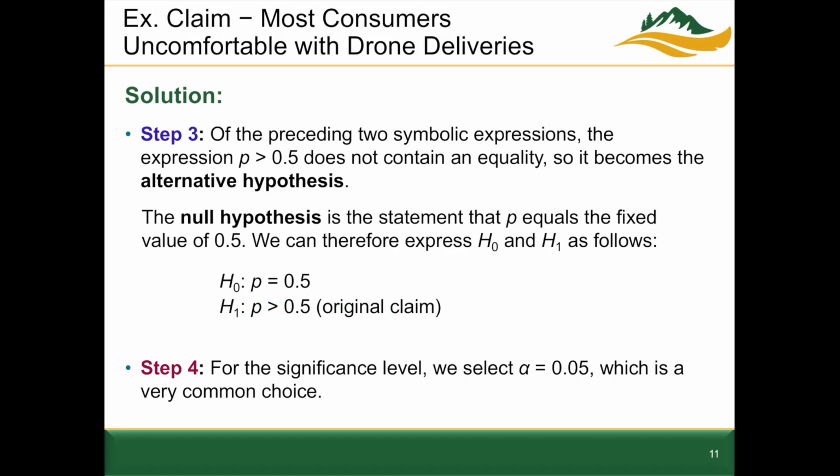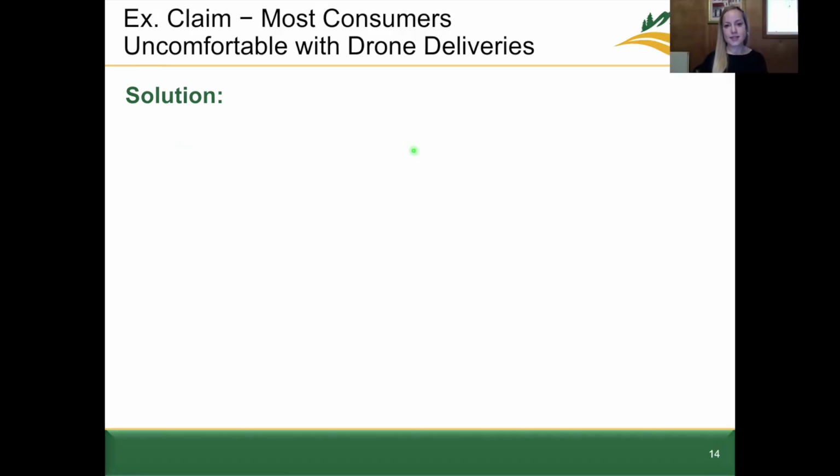Step 4 relates to our alpha significance value. So here we're going to use an alpha value of 0.05. Remember, there are a few other choices for alpha. Usually we'll be given one, or by default, we decide that alpha is equal to 0.05. So that was steps 1 through 4.